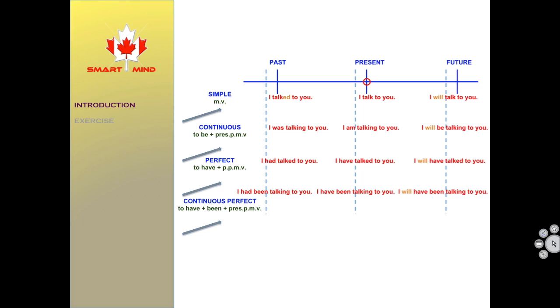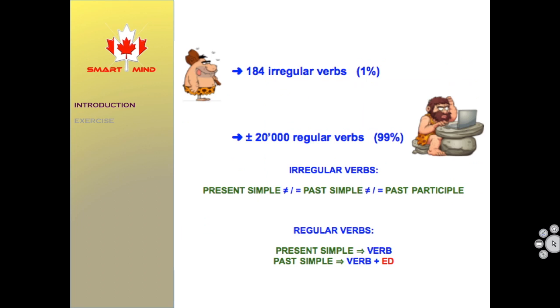And in the perfect continuous mode, we have in the past, I had been talking to you. In the present, I have been talking to you. And in the future, I will have been talking to you. Only we have to change the auxiliary verb to have, and the rest remains the same.